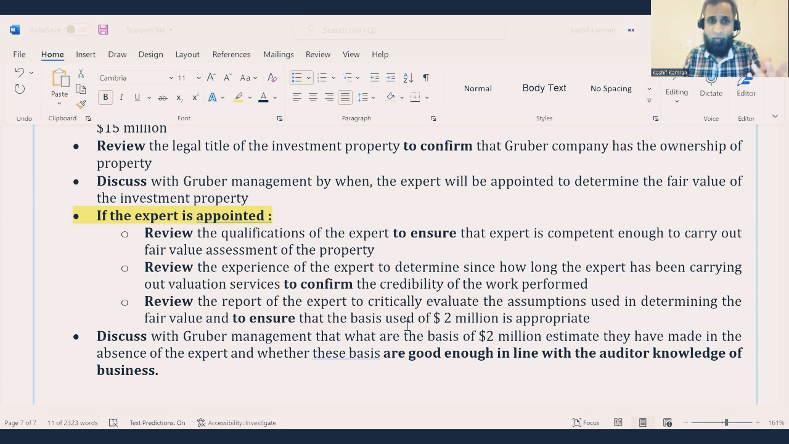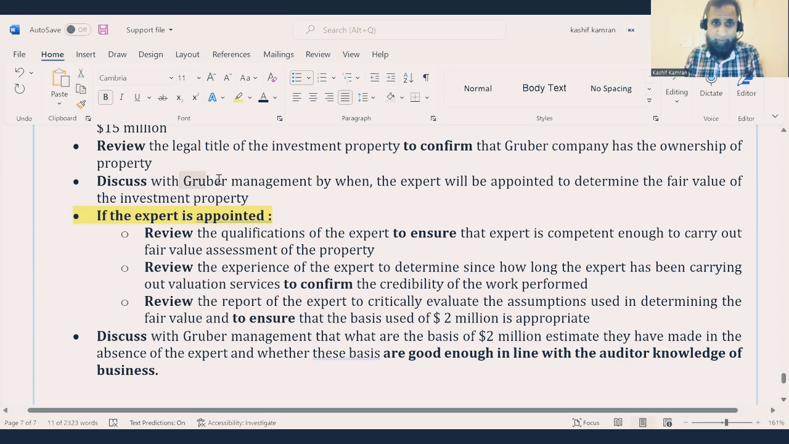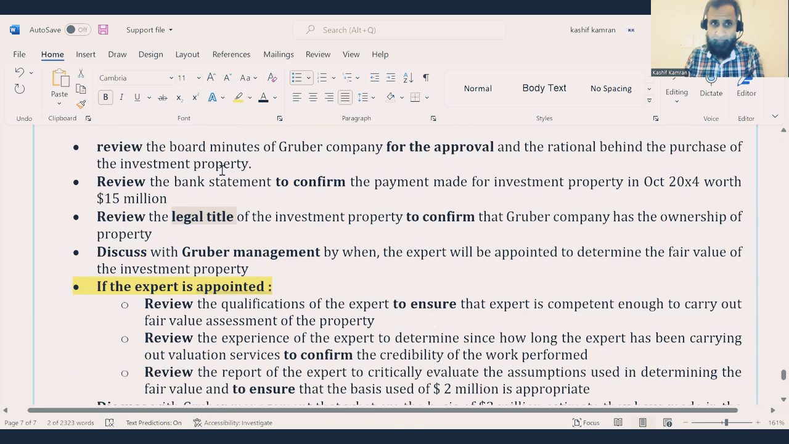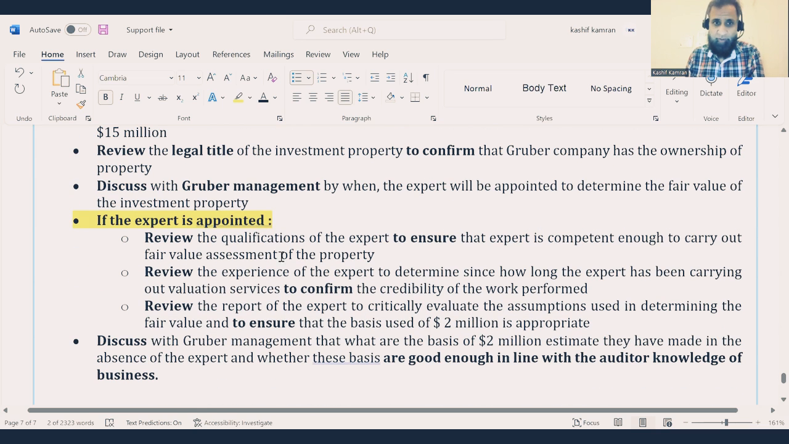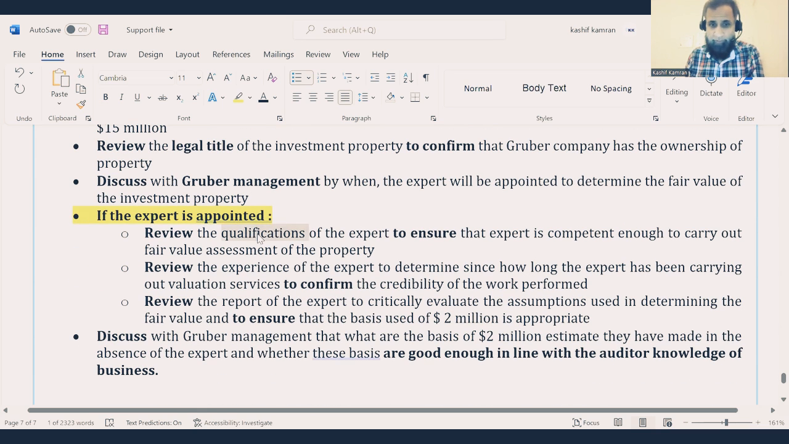And S is the source. Discuss with management. Management is the source, right? Discuss with management. Source. Review the legal title. Legal title is the source. Review the bank statement. Bank statement is the source. Review the board minutes. Board minutes is the source. Review the qualification. Qualification is the source. Review the experience. Experience is the source.